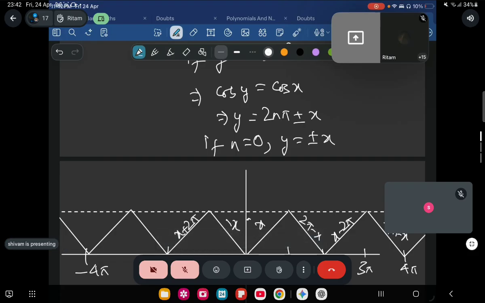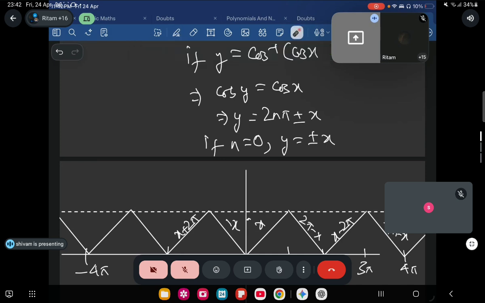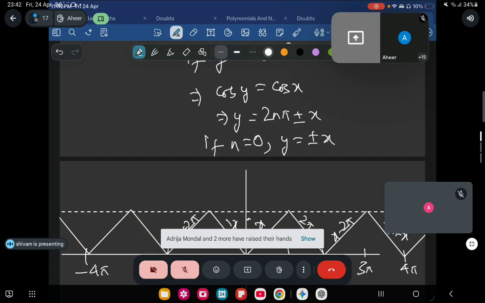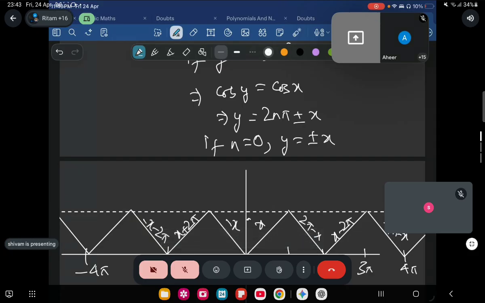Next. Can someone tell me what is the previous one, before x plus 2 pi? Tell me the equation of this branch. Abhipsha, you also try. Okay, Ahi, tell me. Minus x minus 2 pi. Is it clear to everyone? Has everyone understood the graph of cos inverse cos? Yes, sir. Okay.